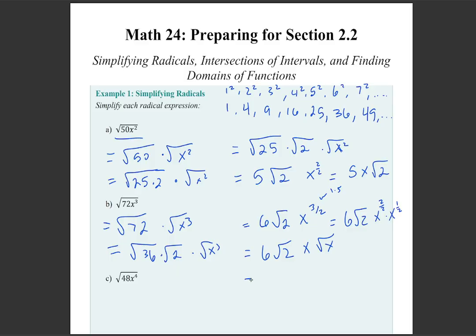So, putting this all together, we write the terms grouped, basically grouping them like terms. So we have 6x square root 2x, all under 1 square root. We put them back under 1. So that's the long-winded way of simplifying the square root of 72x cubed, essentially.